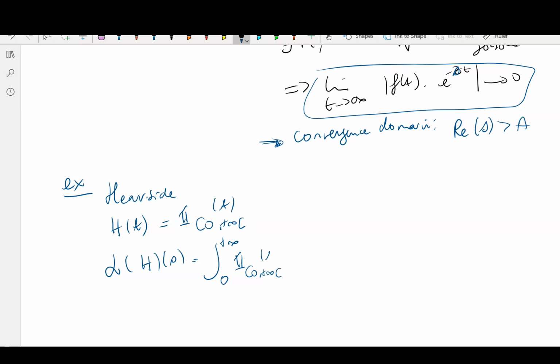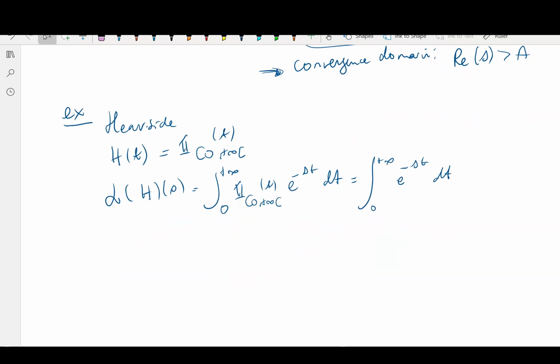So basically that's not going to change anything. The integral of exponential minus st dt, which is of course the integral from 0 to plus infinity. My one function is just transparent for that. e minus st dt. Okay, so now we need to do this calculation. Well, that's an exponential of a complex number. We haven't really worked on that. So we can do it at least once.